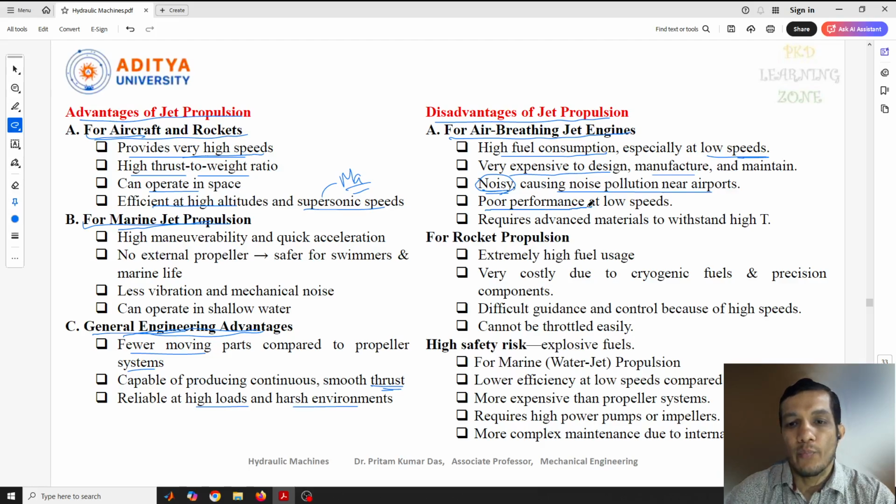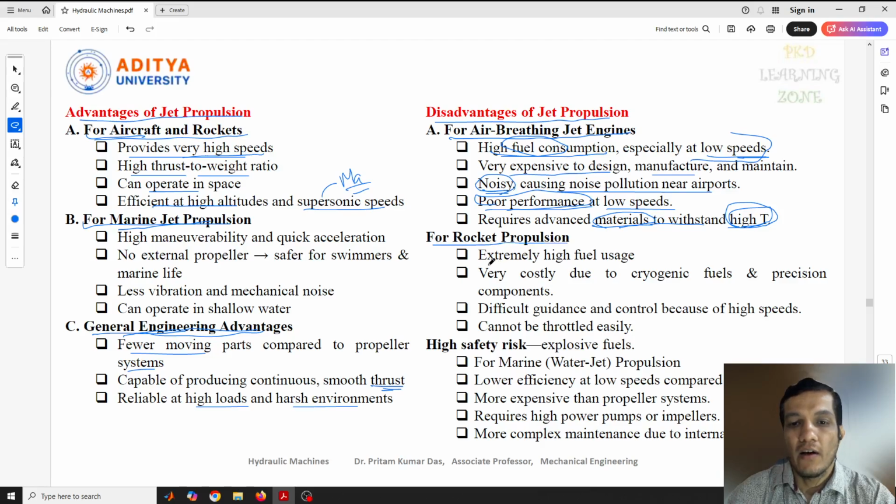And there is poor performance at low speed, as you can see that at low speed we have high fuel consumption as well as slightly reduced performance. It also requires advanced material to withstand high temperature, because when it is running at high velocity or high speed, it will produce a high temperature. So we need to identify advanced material which can sustain very high temperatures.